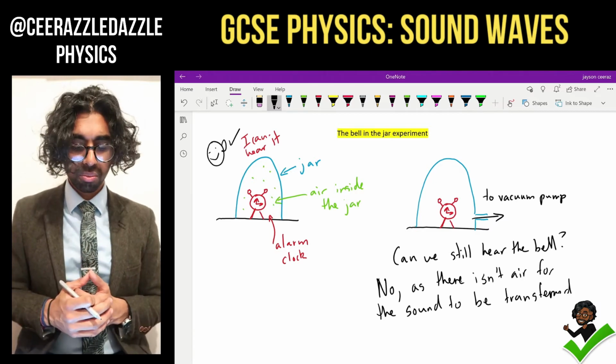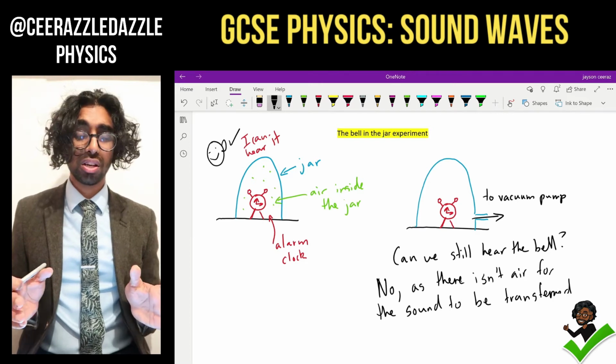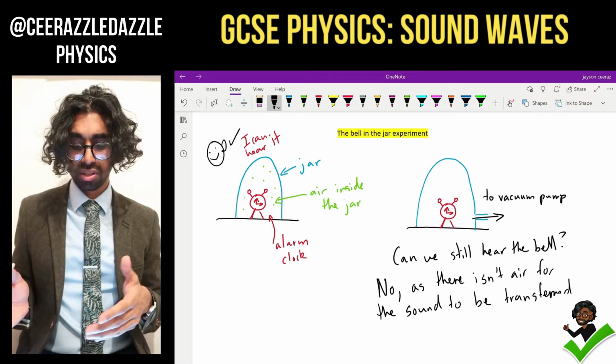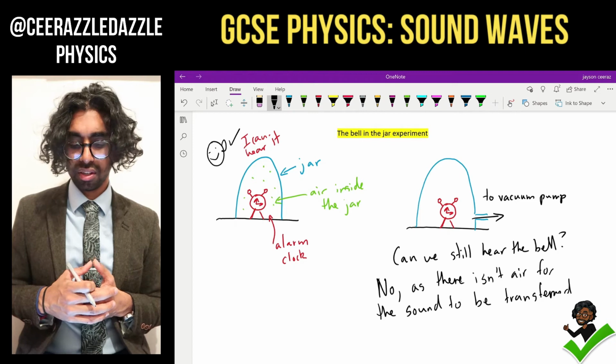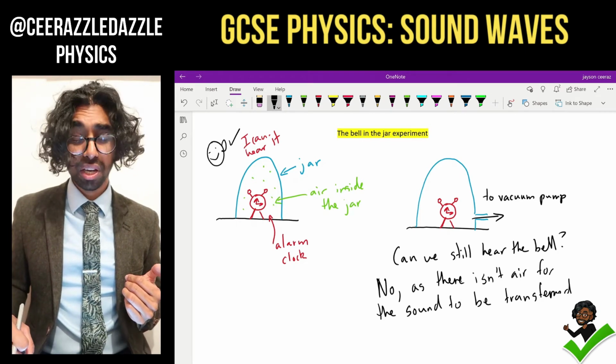It's a great experiment, guys, so you can actually hear it if you do this in class. And this also gives rise to the phrase, in space no one can hear you scream. The reason why is because in space there are no particles, therefore sound cannot be transferred. Nice. Okay, right. What about if I asked you to work out the speed of sound?